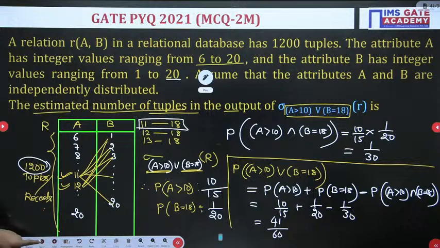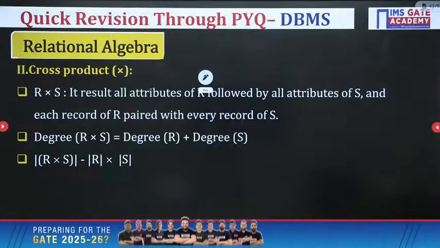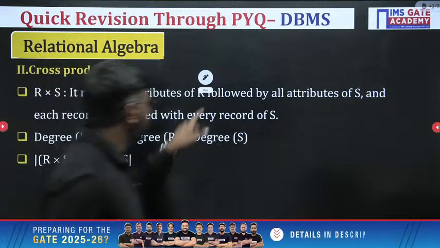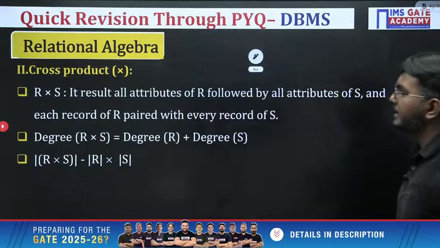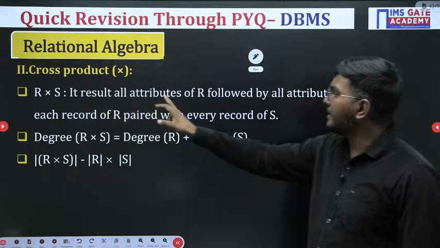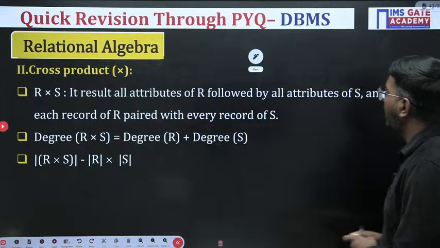Okay. Now let's go for the next one. Quickly see what the cross product is. Cross product: R cross product S is nothing but it results in all attributes of R followed by all attributes of S.